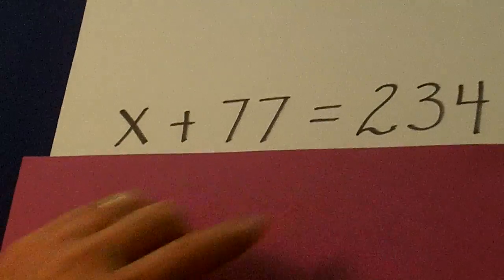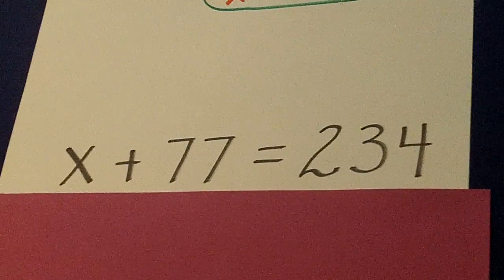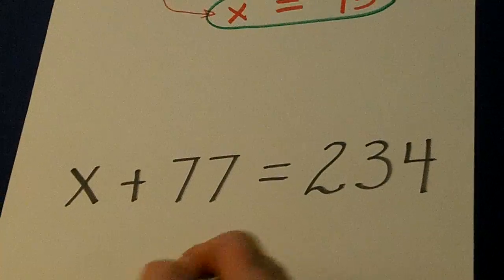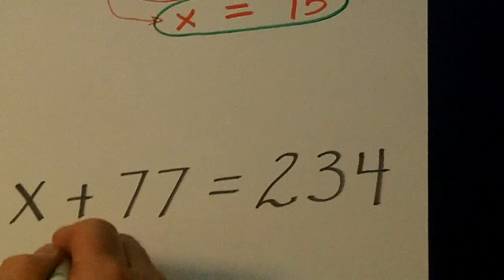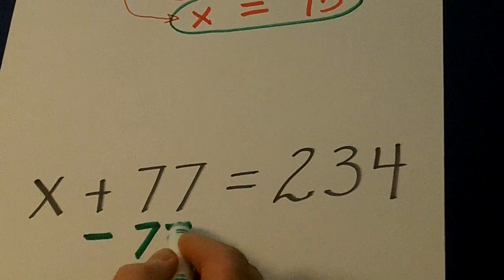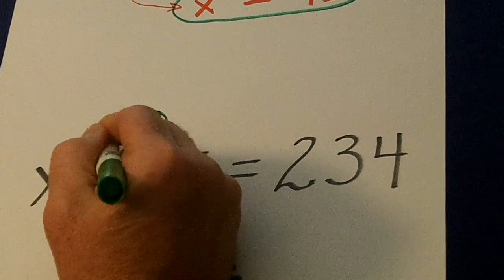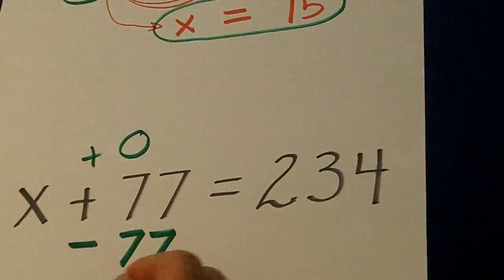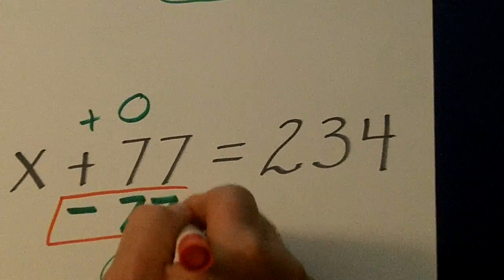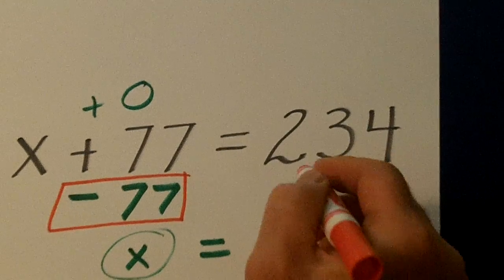Now, let's come here. Uh-oh, there's going to be some tough math. How do we get x by itself? We have to subtract 77, because what's 77 minus 77? 0. What's x plus 0? X by itself. Now, whatever we do to one side, we have to do to both sides.